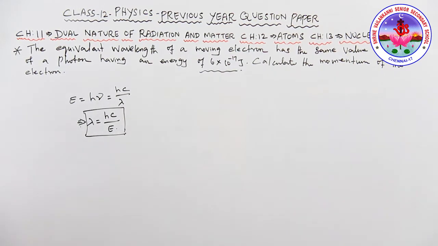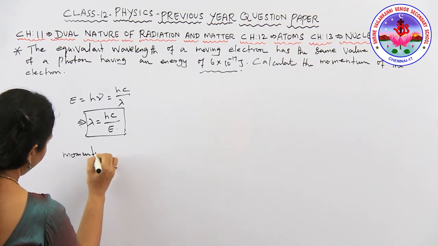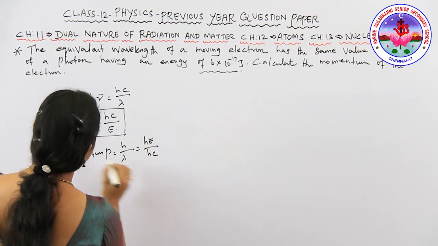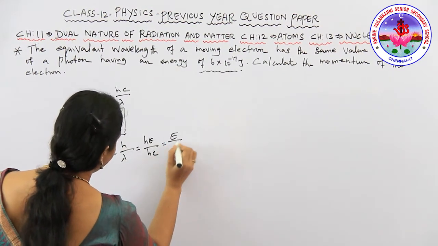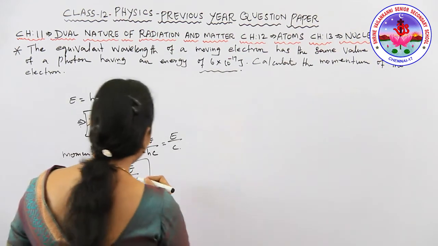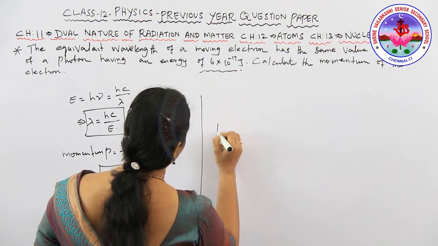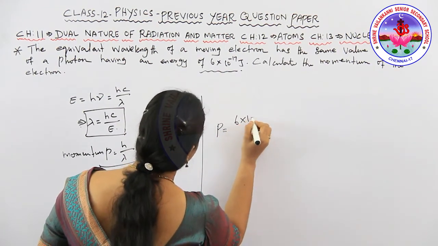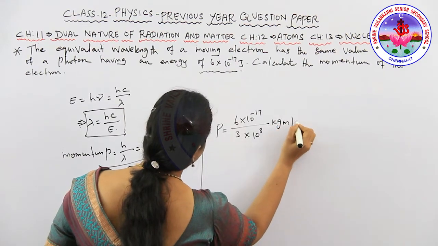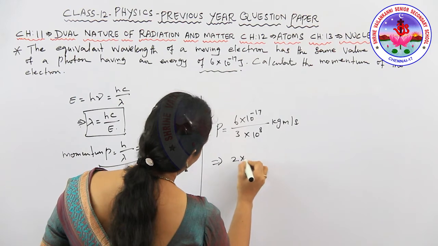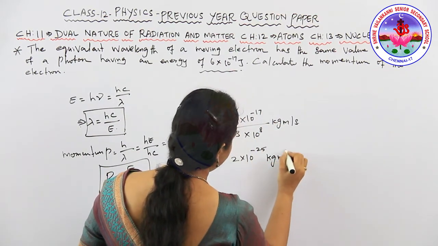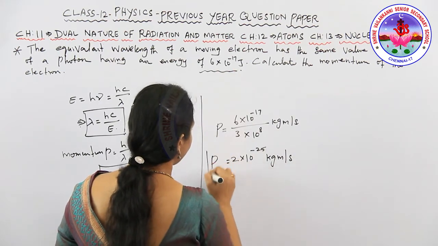So we can say from this relation momentum P is equal to h by lambda, that is equal to h E by hc, so which is equal to E by c. So momentum P, from the above relation, we got E by c. So by applying the E value and c, the speed of light, we will get the momentum value now. So P is equal to 6 into 10 power minus 17 whole divided by 3 into 10 power 8. The SI unit is kilogram meter per second. So by simplifying this, you will get 2 into 10 power minus 25 kilogram meter per second. So this is the value for the momentum.